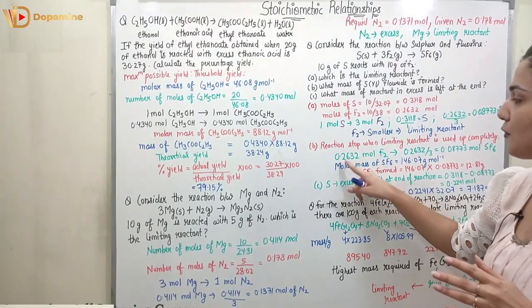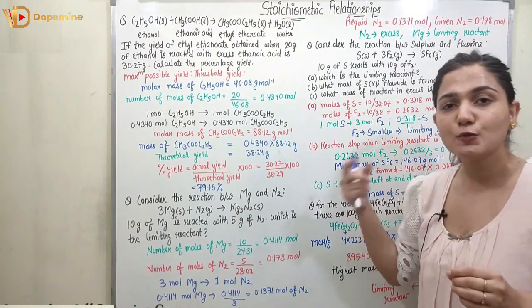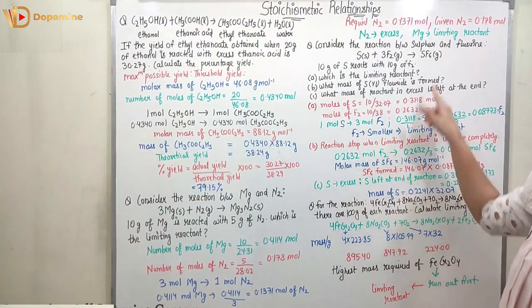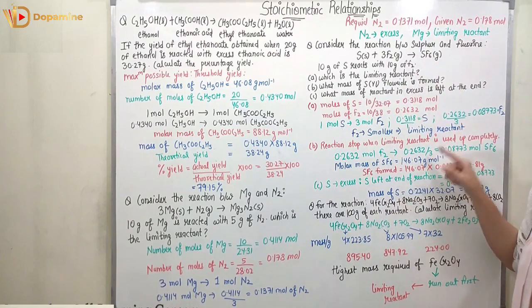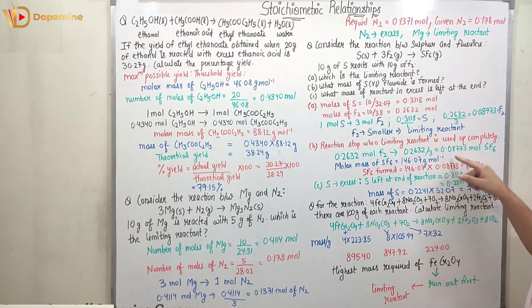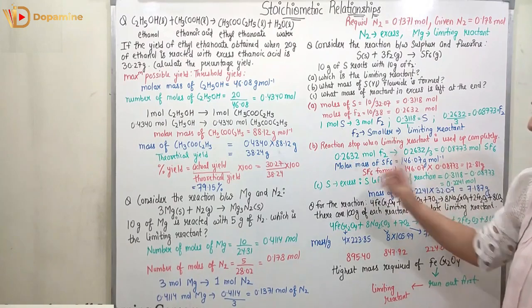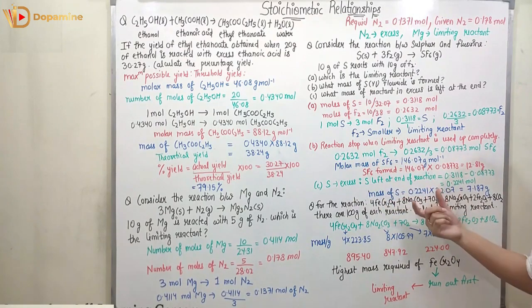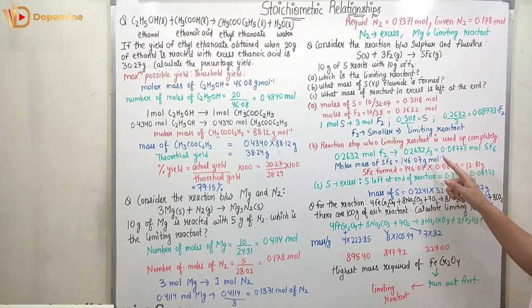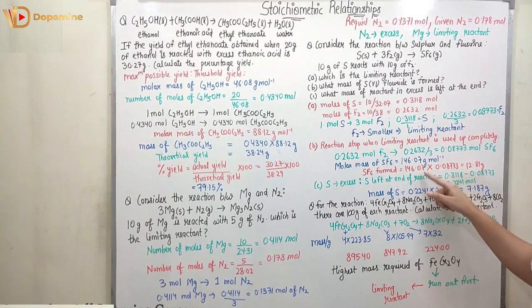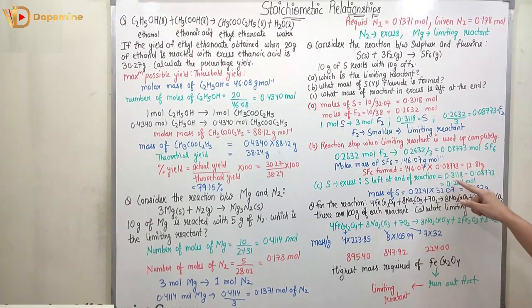So now we have 0.2632 mole of F2, and this we are using to find out how much product is produced. 0.2632 mole of F2 is going to produce 0.2632 upon 3 amount of SF6. So it is 0.08773 mole of SF6 that is produced, because F2 was the limiting reactant, we used it. Molar mass of SF6 we can calculate. It is 146.07 gram per mole, and the amount of SF6 formed can be calculated by multiplying the number of moles with the molar mass. So 146.07 multiplied with 0.08773 is going to give me 12.81 gram.